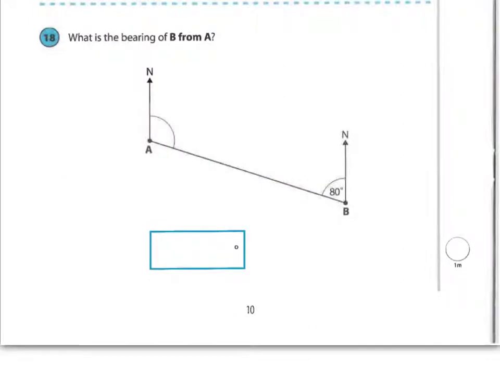What is the bearing of B from A? So I need to know the clockwise angle from A that I would need to turn through in order to face B. Now, the nice property we have when we have a pair of north lines like this is these are a C-shaped angle or an allied angle, and their property is that they add to 180 degrees. So this angle would be 100 degrees, and that is in fact my bearing.